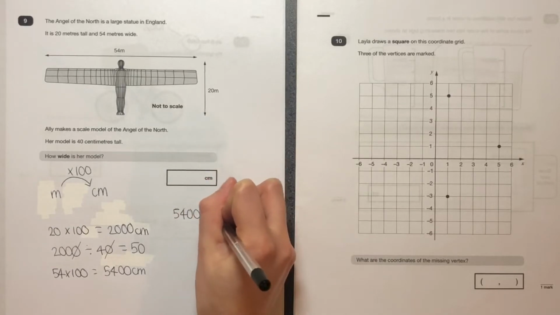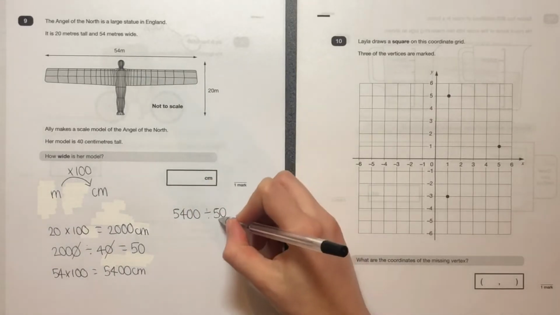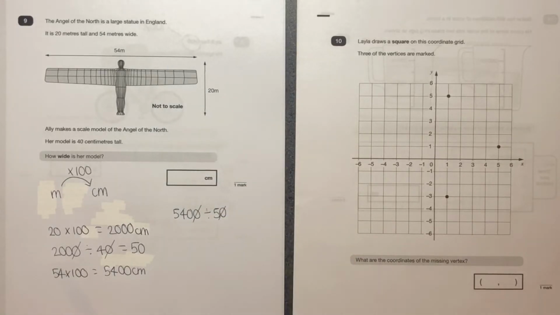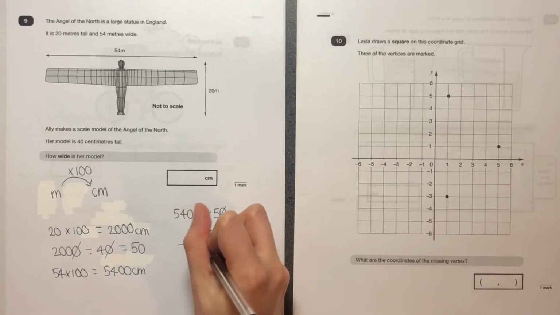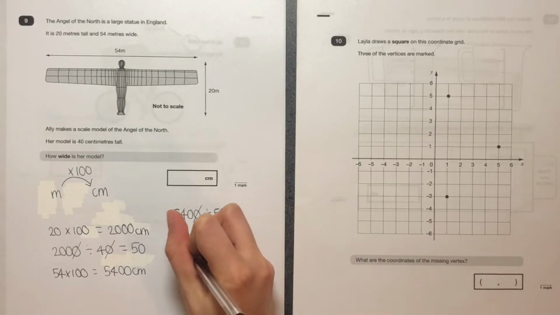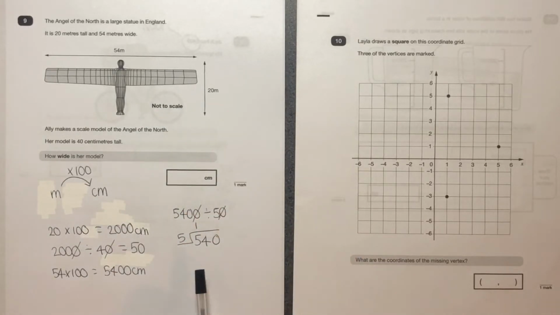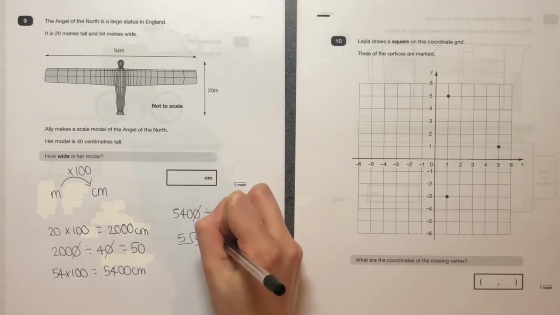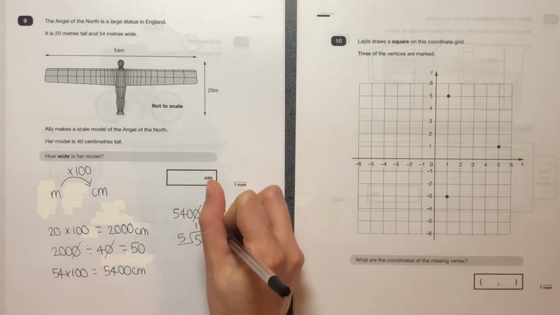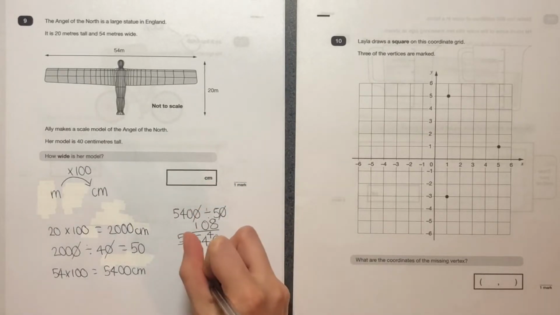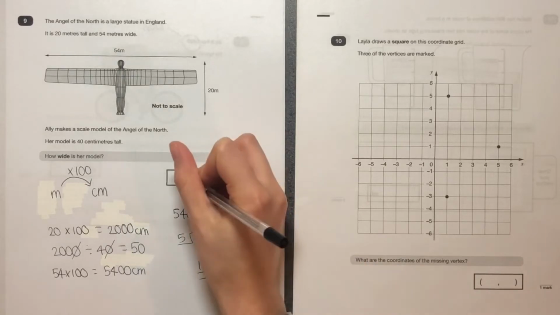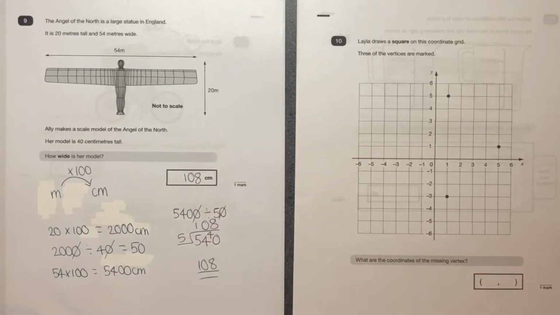5,400 divided by 50. Get rid of that 0, get rid of that 0. We're left with 540 divided by 5. We're going to use the bus stop method. 5 goes into 5 once, 5 goes into 4 0 times, 5 goes into 40 8 times. 108 centimetres is the width of Ali's scale model.